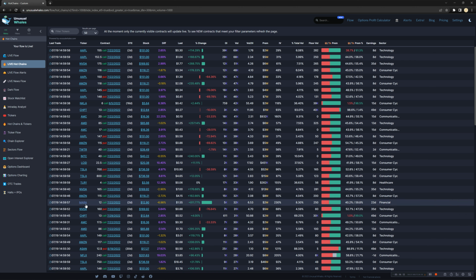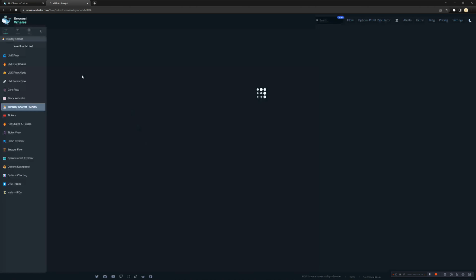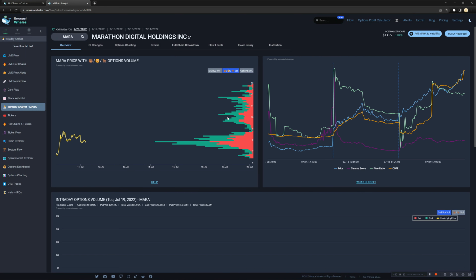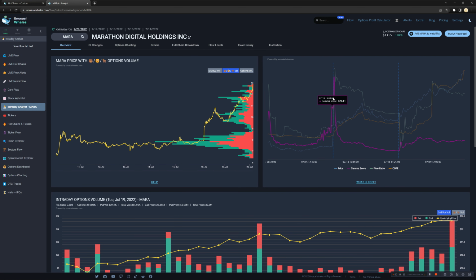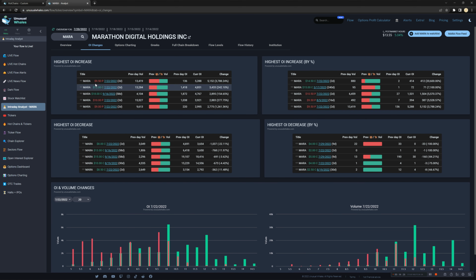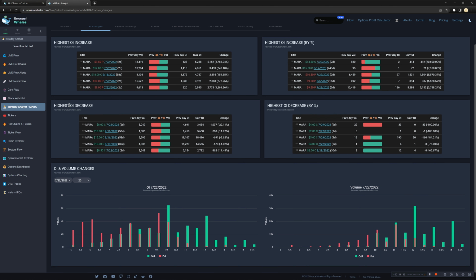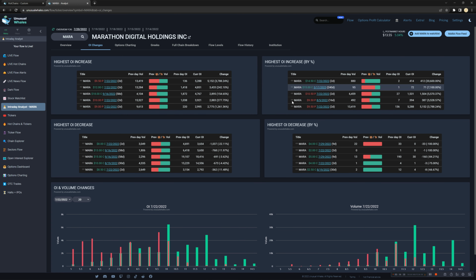And I think I saw this stock earlier today, actually. Mara. I actually want to look at that. Another thing Unusual Whales does, you can see the movement of the chart and the option. You can see the OI changes for Mara. You can see this put. You can see the height. I'm sorry, you can see the open interest. All this data comes from the open interest.